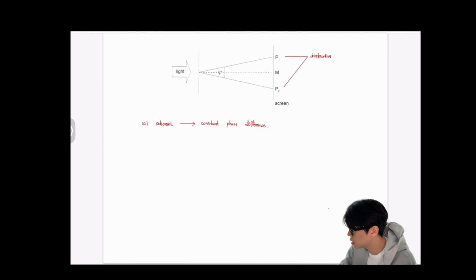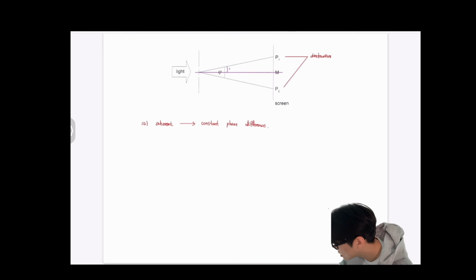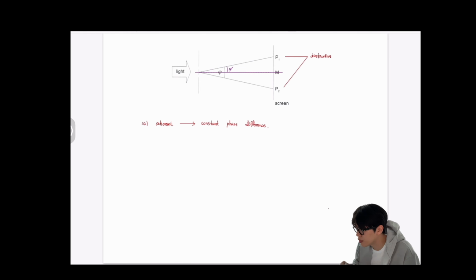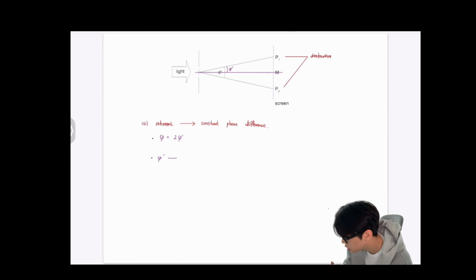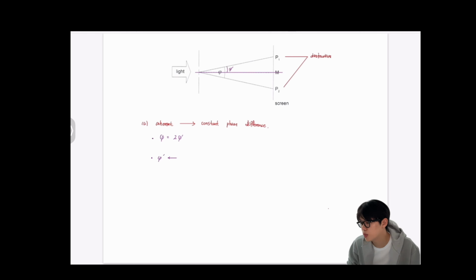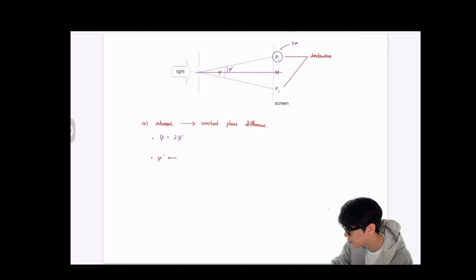I'm just going to divide this into two parts. Let's say this is theta. If we want to calculate the full angle, that's 2 theta prime, so I'm going to calculate theta prime in this case. In order to solve this type of question, you have to go into more fundamental things. If you think about the P1 point, we can think about the path difference and phase difference.